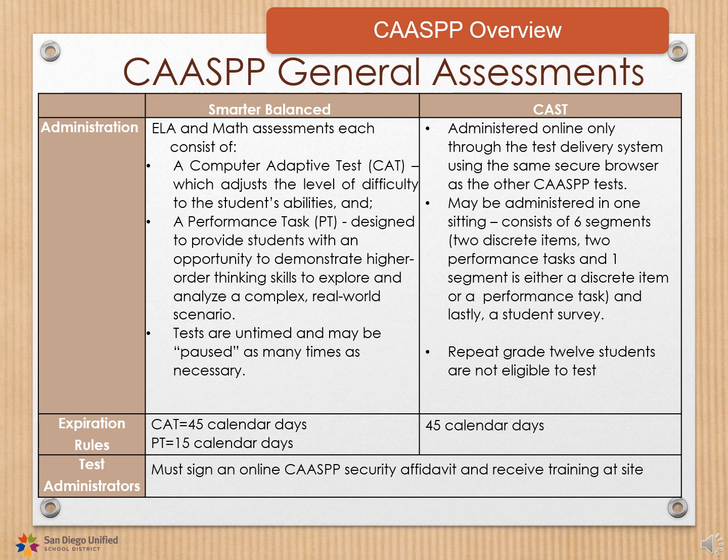The California Science Test is administered online in one sitting, and it consists of 6 segments: 2 discrete items, 2 PTs, and 1 segment that is either a discrete item or a performance task. And lastly, a student survey. The test administrator must sign the online CAASPP security affidavit and receive training at their site before administering a test. We will discuss the expiration rule later in this training.